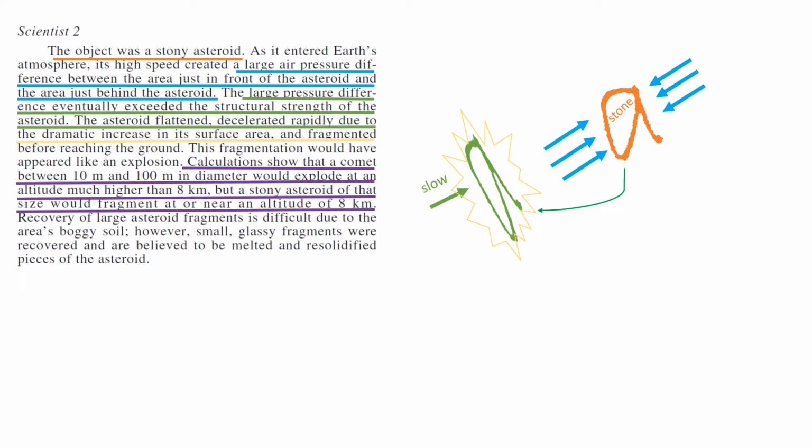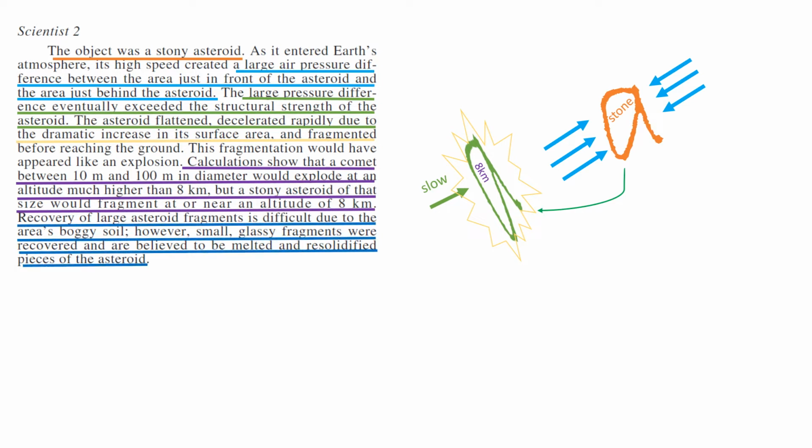And then calculations show the comet between 10 and 100 meters in diameter would explode at an altitude higher than 8 kilometers, but a stony asteroid would fragment at or near 8 kilometers. So I just wrote 8 kilometers right in the middle of it. Again, that's also a comparison to comets. I know where to find that.